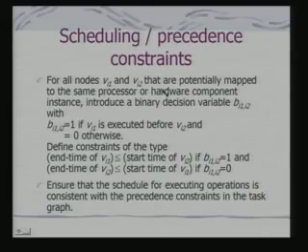For all nodes that are potentially mapped to the same processor or hardware component instance, introduce a binary decision variable. You say 1 if Vi1 is executed before Vi2, that means I am depicting the precedence relation, a straightforward precedence relation. And you can define the constraints in terms of end times and start times. Ensure that the schedule for executing operations is consistent with the precedence constraints in the task graph. I cannot do away with that, because that is a basic constraint which has come from the system model itself.